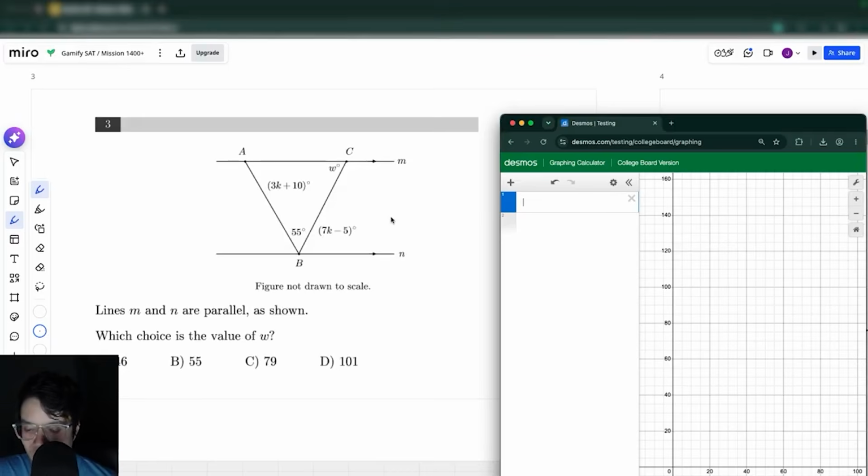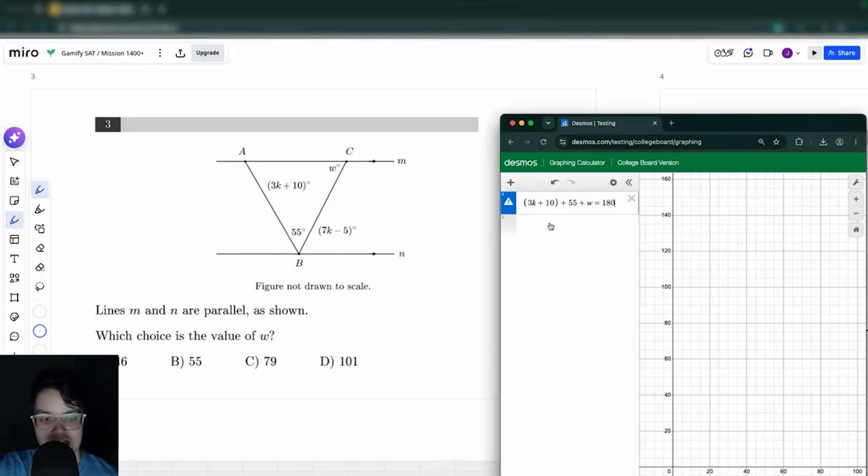3, so we have some other stuff here. First thing we can very clearly see is this is a triangle, so 180 degree rule. We can just say here 3k plus 10 plus 55 plus w would be equal to 180 degrees. But again, we have 2 variables here and only 1 equation, so we need another equation in here somehow. You can probably tell this is going to involve the 180 degree rule when you have a straight line.